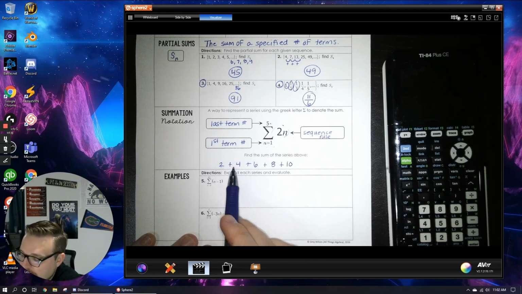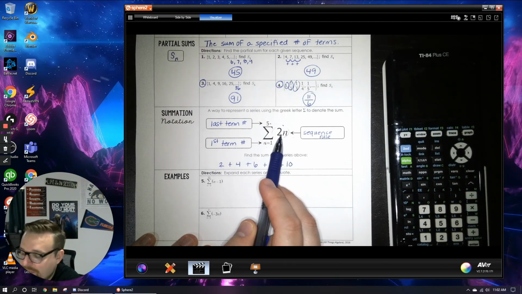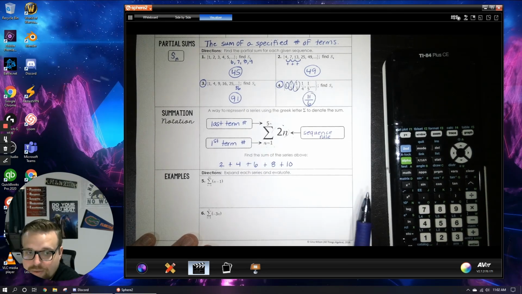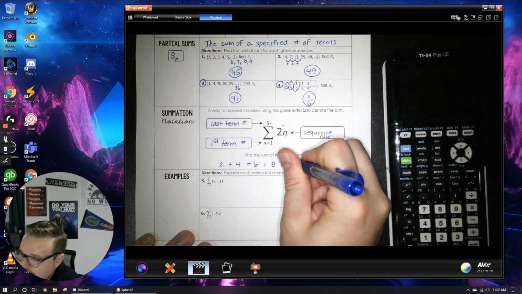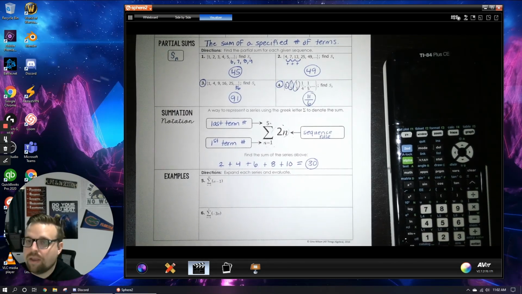These are the terms in this sequence represented by this rule, and this summation is telling me to add the first 5 terms in that sequence. So when you add them together, you're going to get 30 as an answer, and that is the answer to this problem. So the answer should be a number.